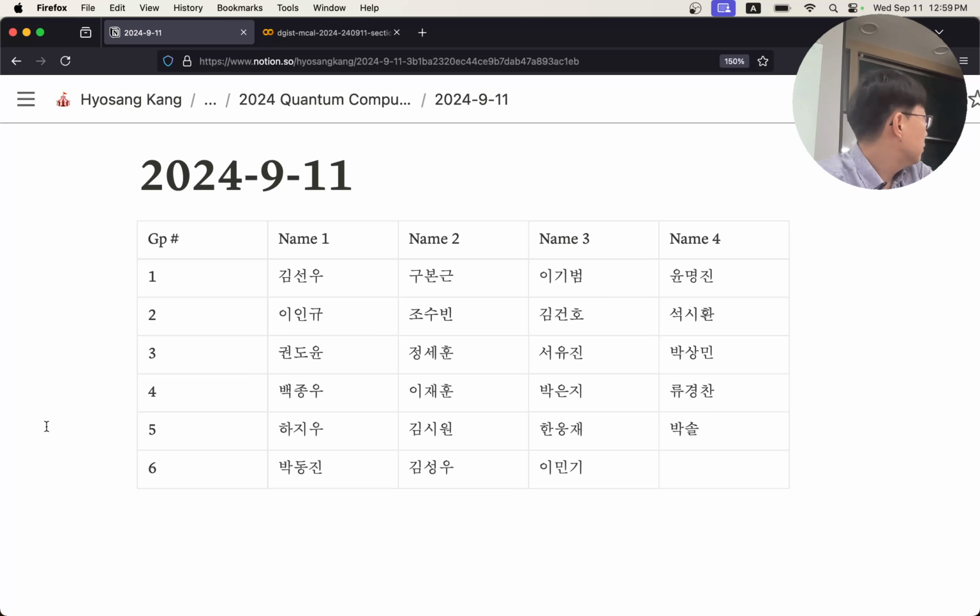Okay, so now we have to make a group. Third week of semester, and everyone is fixed. The registration is fixed. So I think it's a good time to make a group.